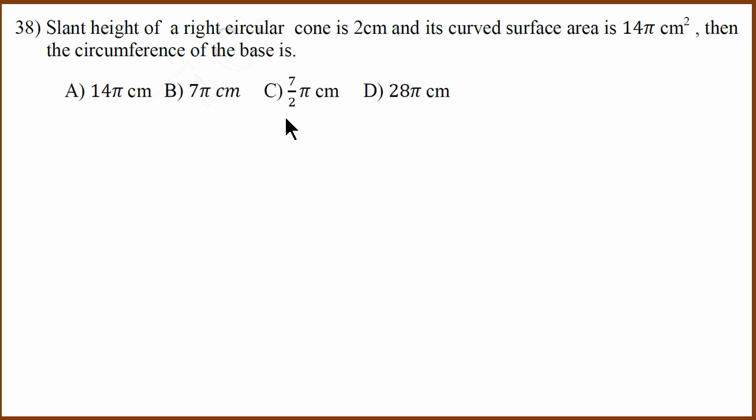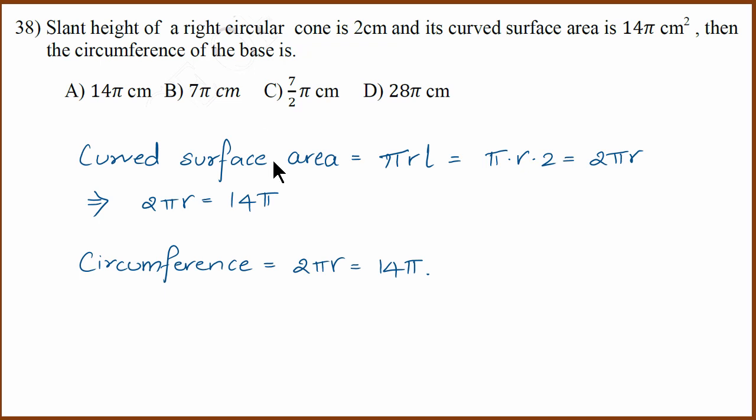38th question is, this right circular cone, slant height is given, curved surface area is given. We have to find circumference of the base. So first we will do curved surface area. Curved surface area is πrl. Slant height is 2. Radius is not given. So if you substitute slant height as 2, you get 2 πr. And we know that curved surface area 2 πr is equal to 14 pi.